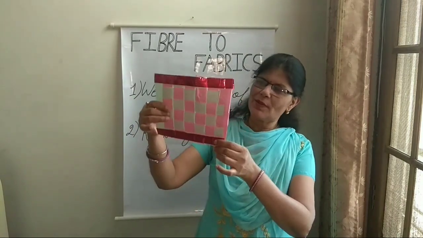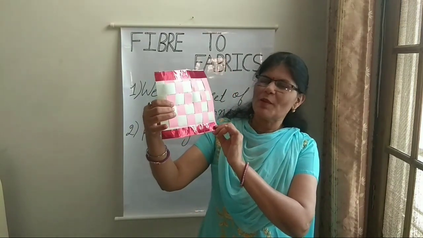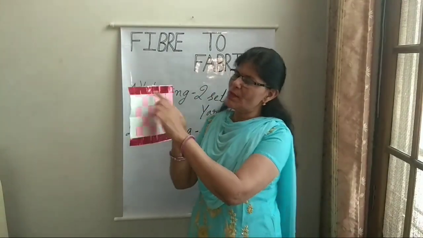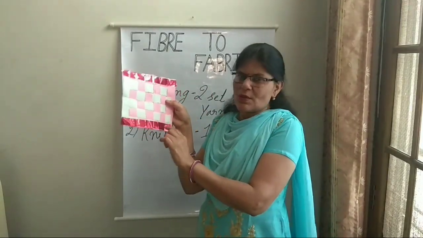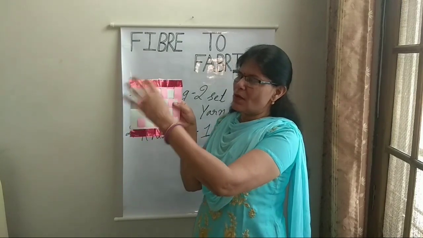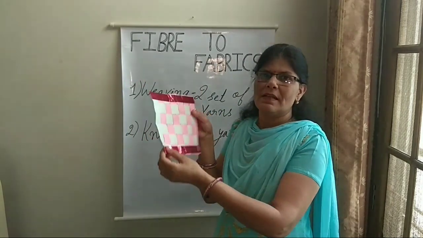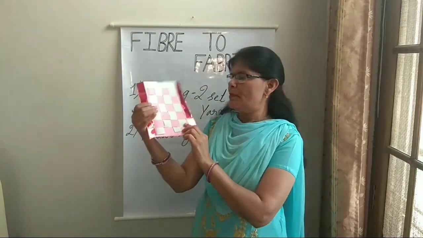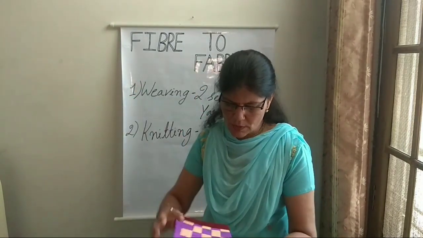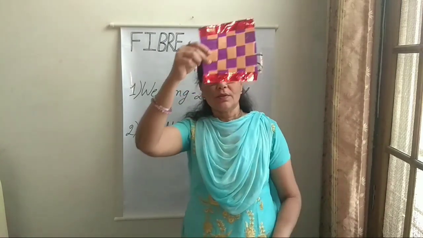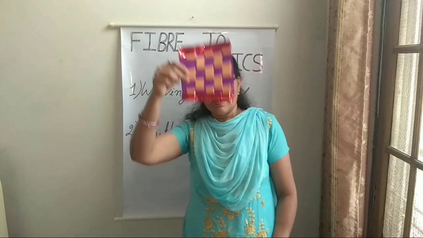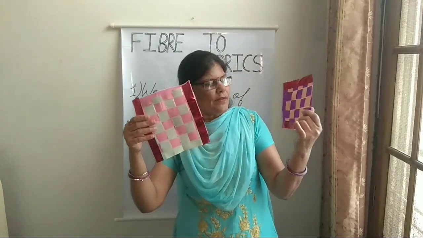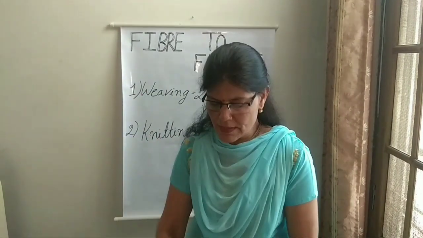So children, you can look here. This is your paper mat. Your paper mat is ready. On the corners we can use this type of colored tape, so it will look beautiful and it will not open. So this is one paper mat. Another paper mat I have also made. Again this is a paper mat. So we have two types of paper mat here. This is a very good activity.